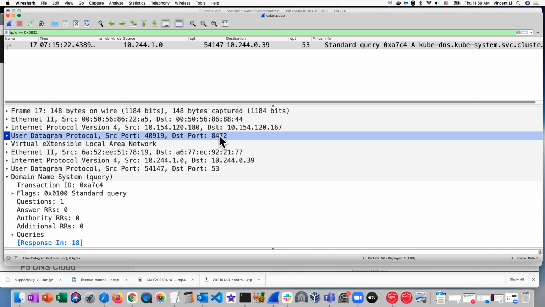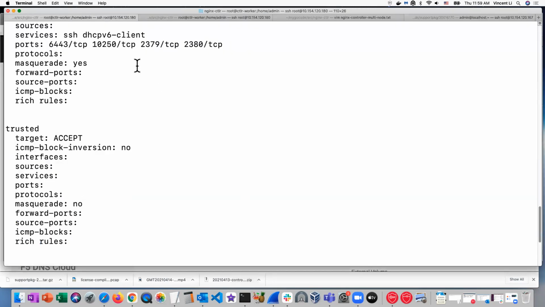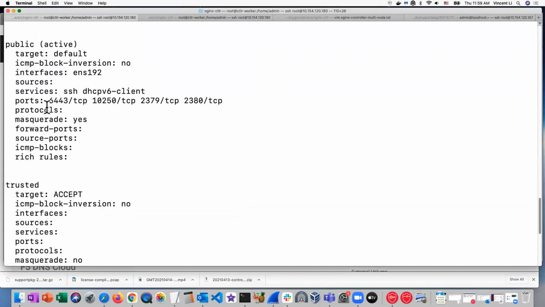And so this is the port for the VXLAN. But in our firewalld, we do not have this port allowed. We do not have the 8472 port allowed. So maybe that is a problem, right?